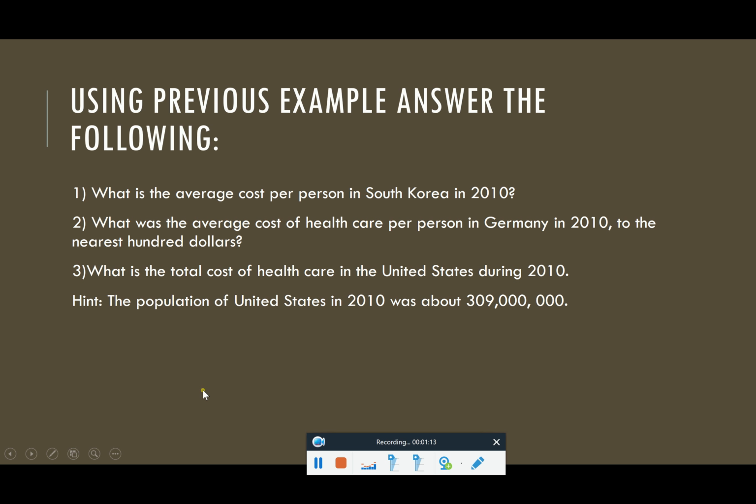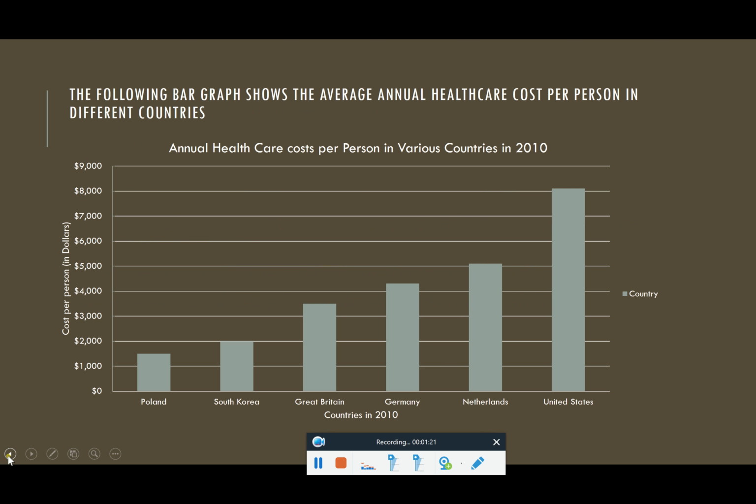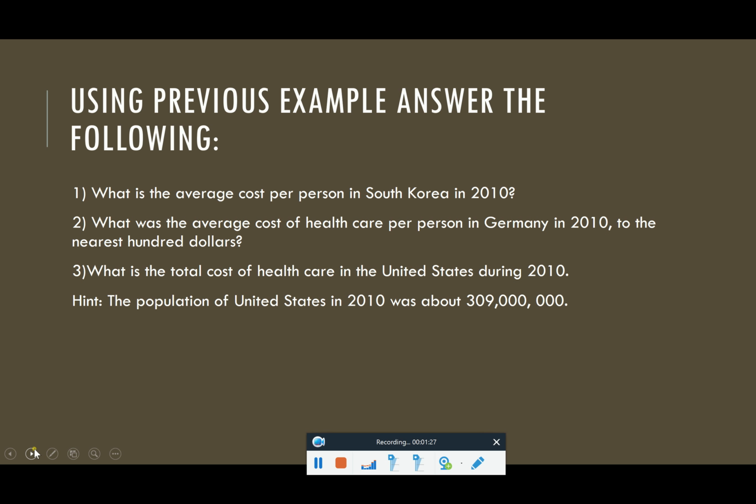So let's look at this question. What is the average cost per person in South Korea in 2010? So let's go back and look. We want to look for South Korea, 2010. So we would say $2,000, right?